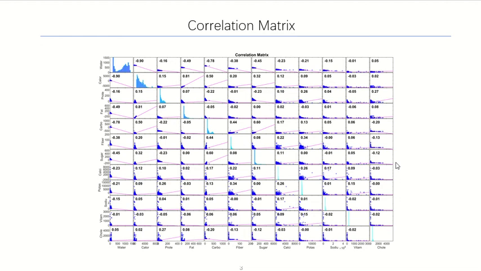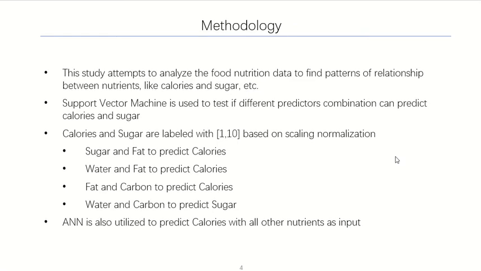Next, for the methodology, the study attempts to analyze the food nutrition data to find some patterns of relationship between nutrients, for example, calories and sugar with other nutrients. First, I used the support vector machine to test if different predictors combination can accurately predict calories and sugar. I labeled the calories and sugar with a class of 1 to 10 based on the scaling normalization.